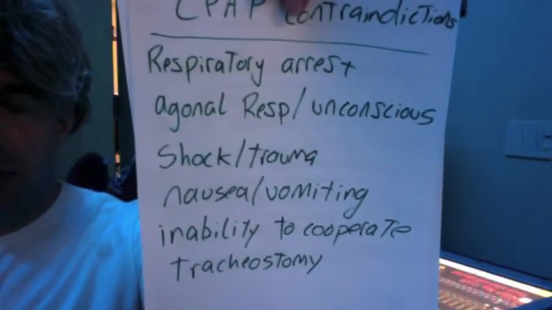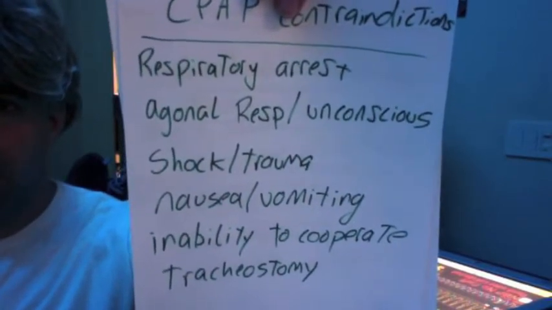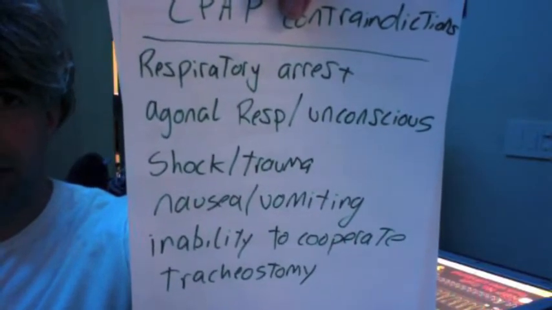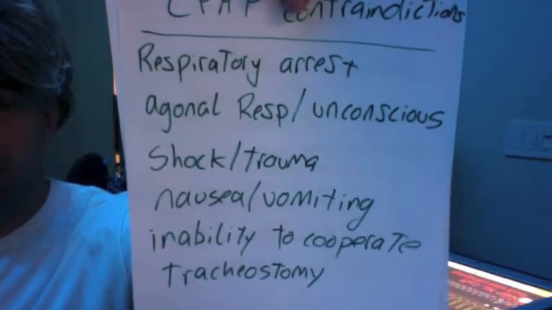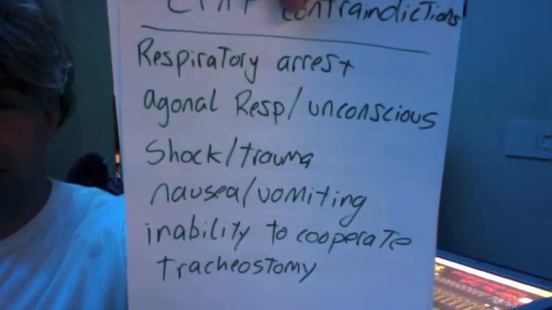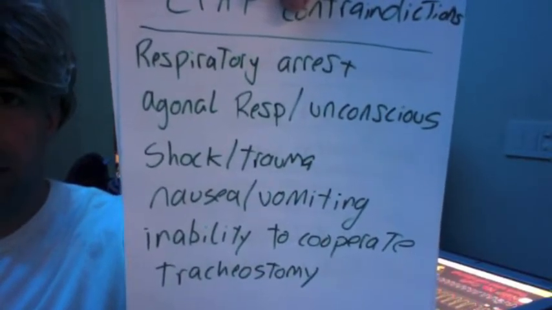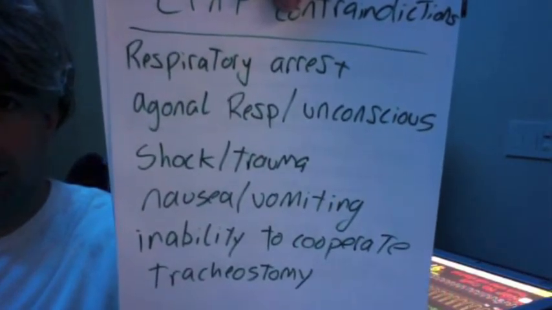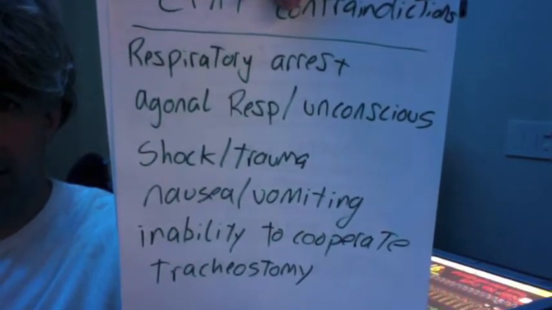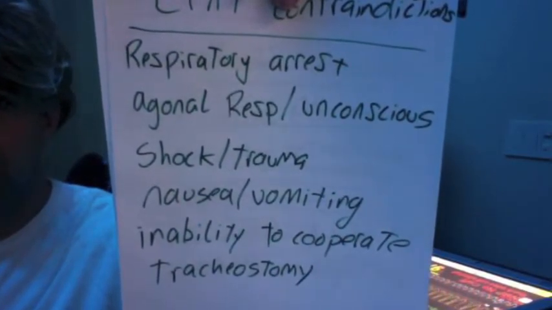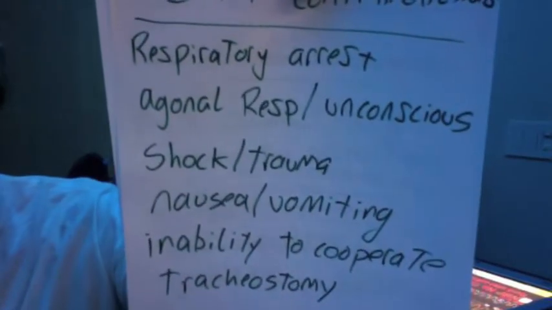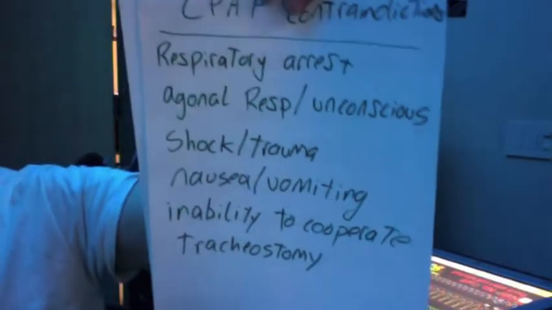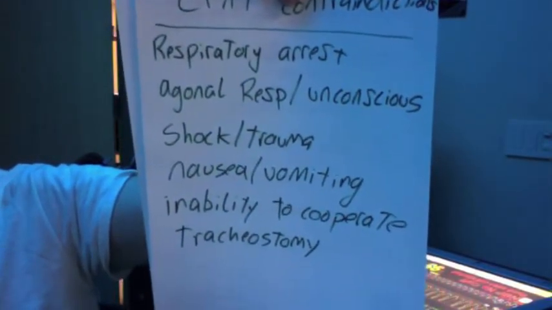And of course, we have some contraindications to CPAP. Your patient who does not get CPAP would be someone in respiratory arrest, agonal respirations, or unconscious, because they have to be able to maintain and breathe on their own. Anyone in a shocky state, so low blood pressure, a trauma patient, someone that's recently had a tracheostomy, someone who is unable to cooperate, unable to follow commands and listen, and of course someone who is quite nauseous or vomiting will not get CPAP.